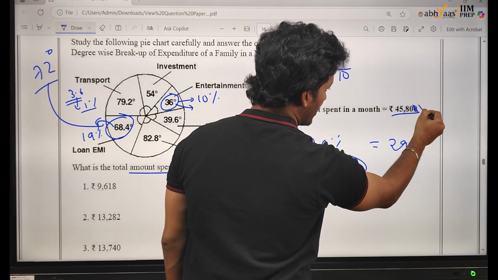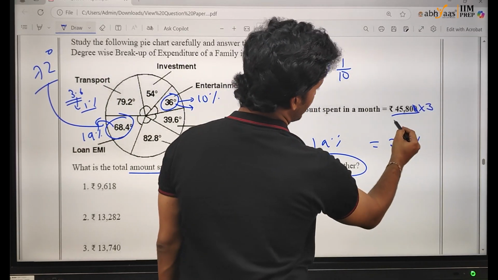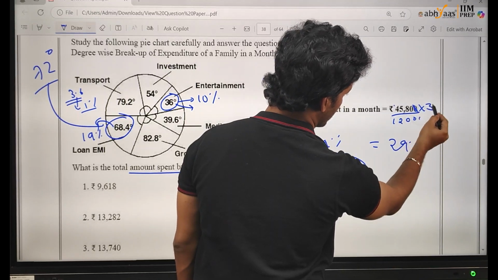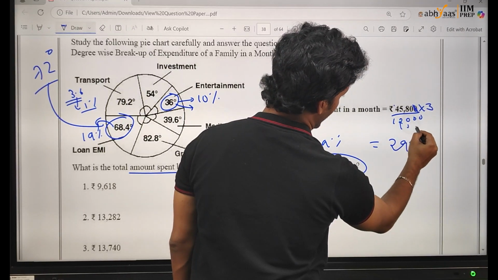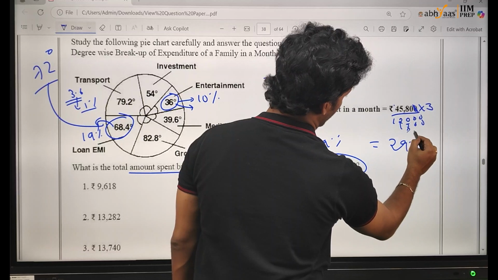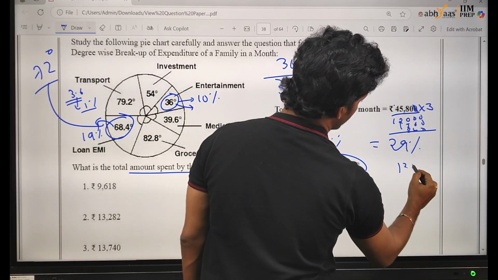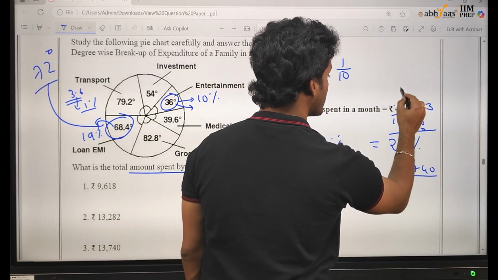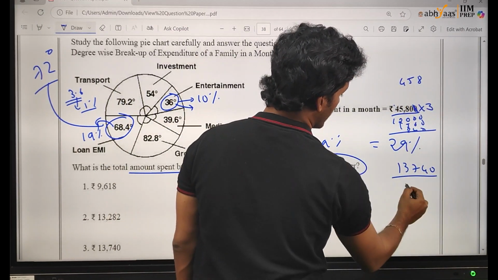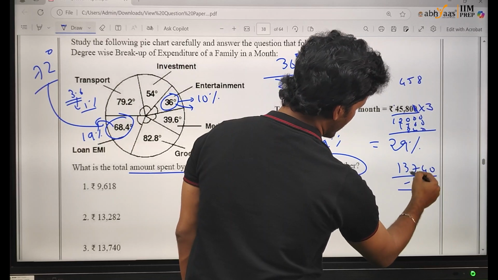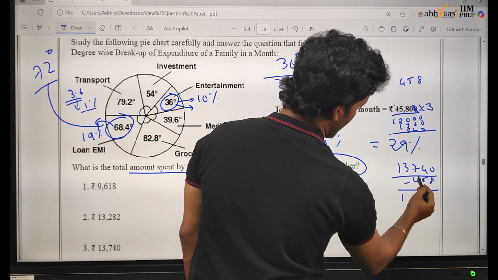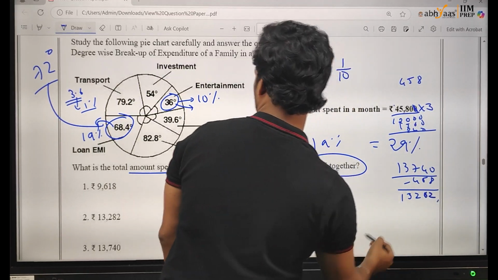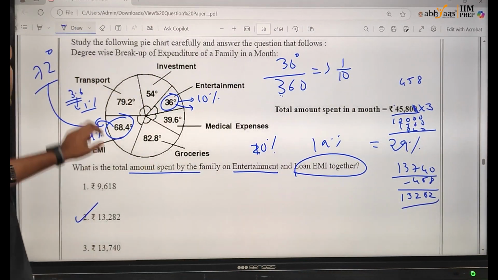Remove a 0 and multiply the remaining thing with 3. So if I multiply 4000 with 3, it is 12,000. 3 with 500 is 1500. 3 with 80 is 240. So it is 13740, and I have to minus 1 percentage. 1 percentage is 458. Remove 458 from this. It will be less than 13,300, that means 13,282. So the answer is option 2.